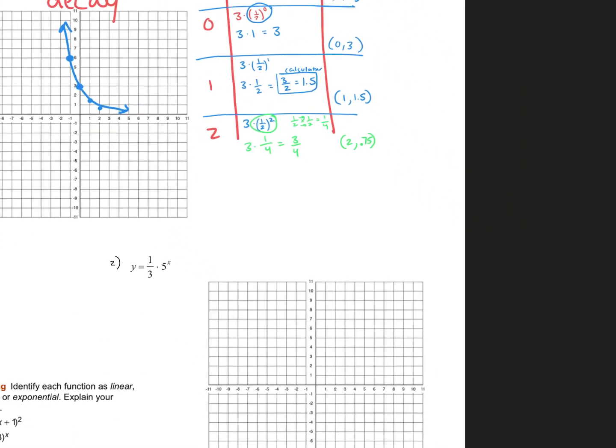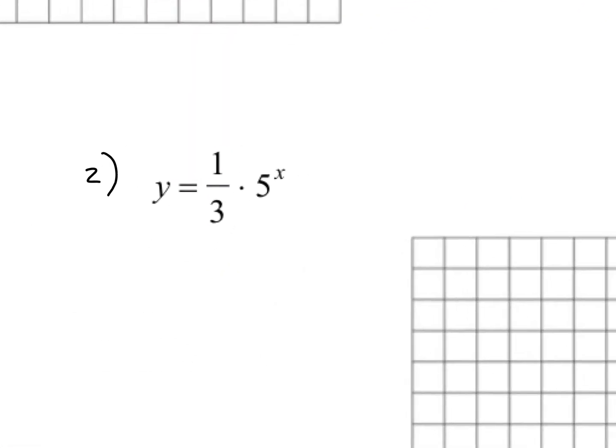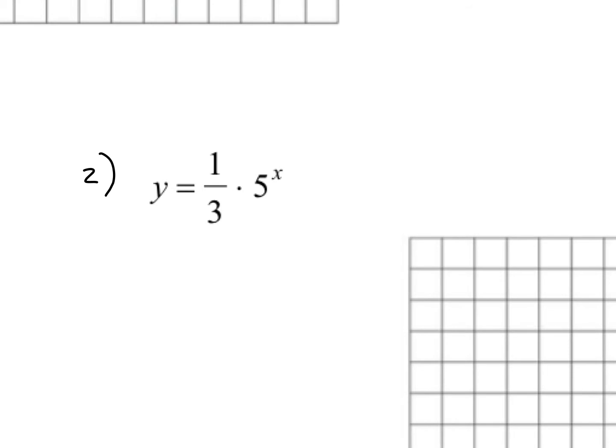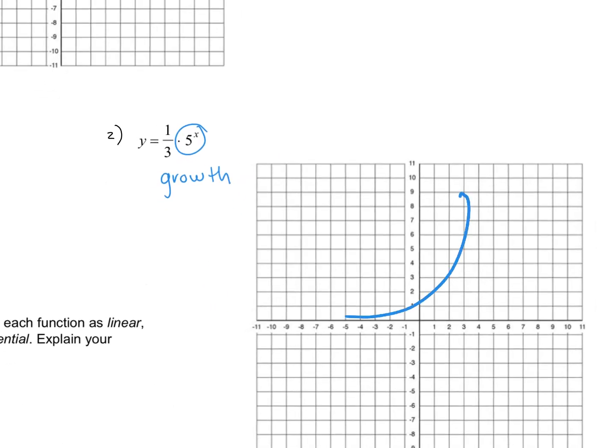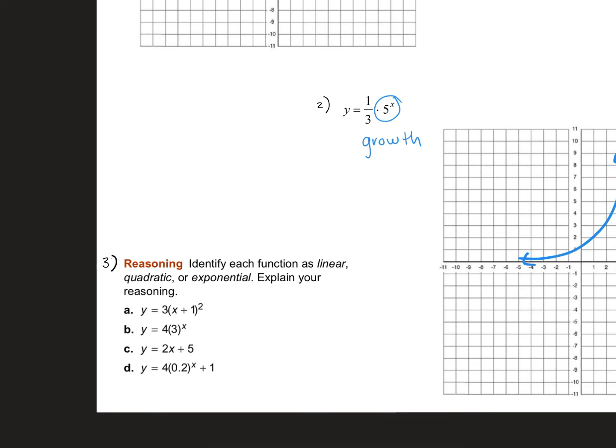All right, and just looking at number 2, is this going to be exponential growth or exponential decay? What's the number that has the exponent? 5. And is 5 greater than 1? Yeah, so this would be growth. So our graph will look like this-ish. But we would plug in numbers to see what it exactly looks like.